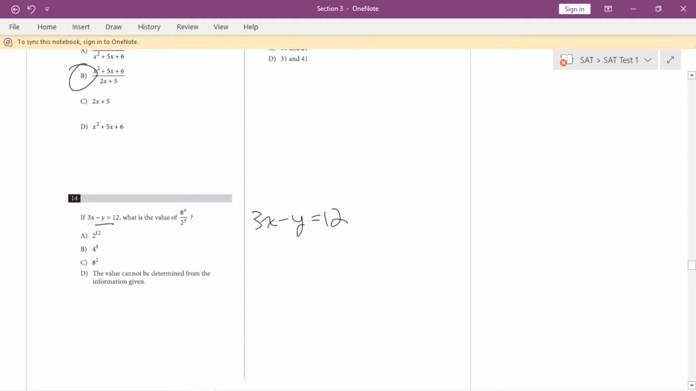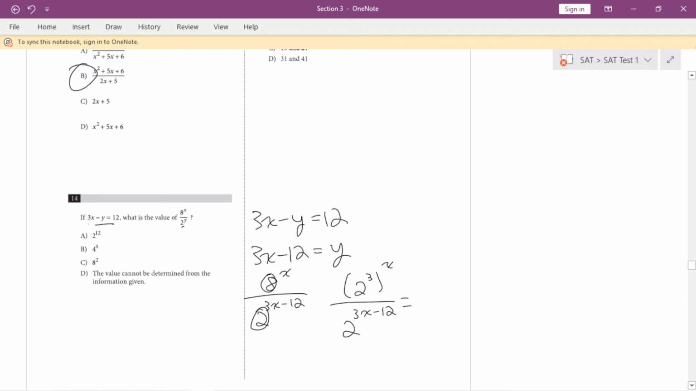I think it'll be easier just to get y by itself, so I get 3x minus 12 is equal to y. So anytime I see y, I'm going to switch it out for 3x minus 12. Well, I see a y over here, so I see 8 to the x over 2 to the 3x minus 12. I still can't find the answer just yet because I need to make the bases the same. How do I go from 2 to 8? Well, 8 is just 2 to the third power, so I can rewrite it as 2 to the third, to the x, over 2 to the 3x minus 12.